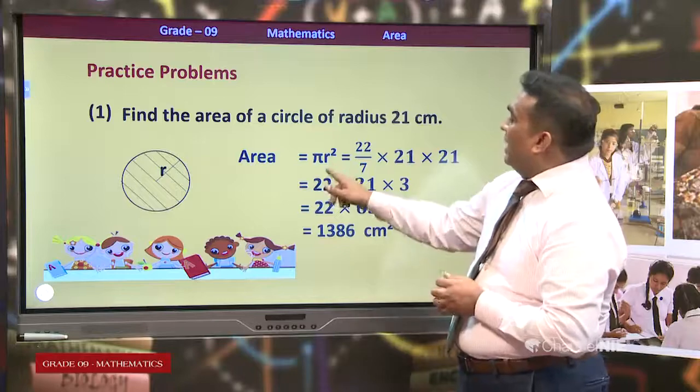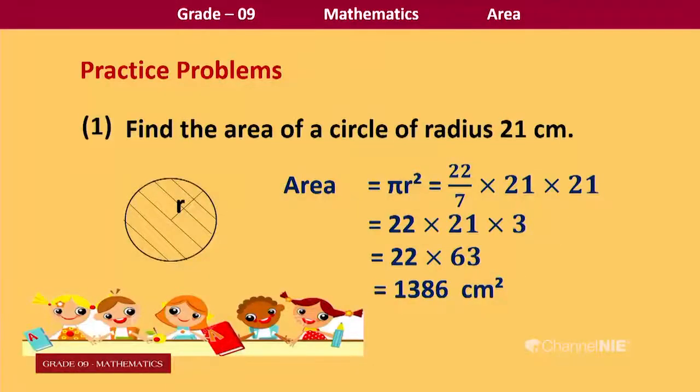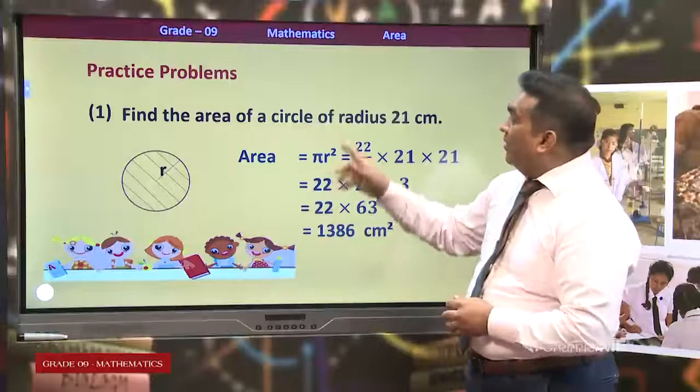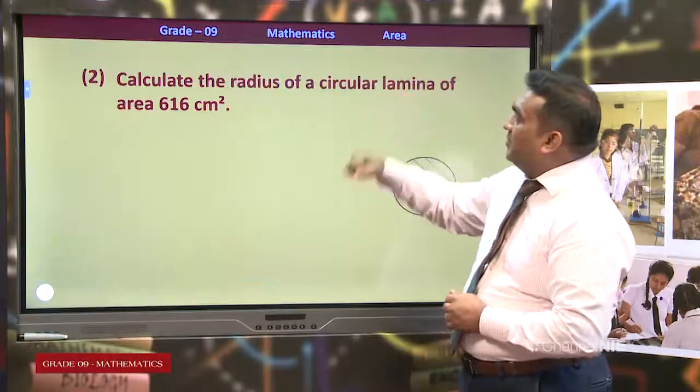Area is equal to πr squared. Here π means 22/7 multiplied by r squared. Multiply r by r, squaring the number. R into r, here r is 21, therefore 21 into 21. Now you can simplify. How many 7s in 21? 3. 22 multiplied by 63, it means 1386 square centimeters. Right.